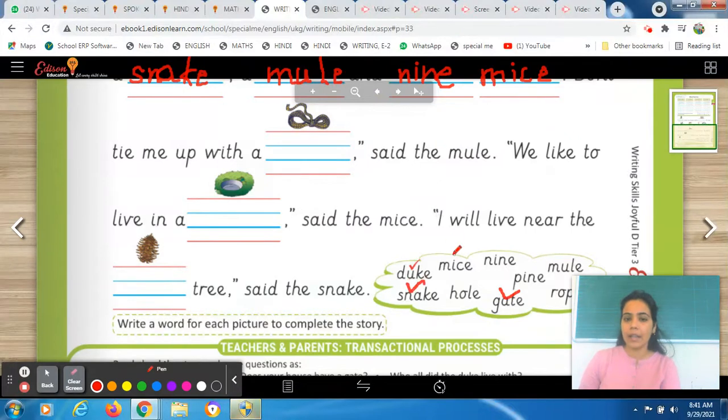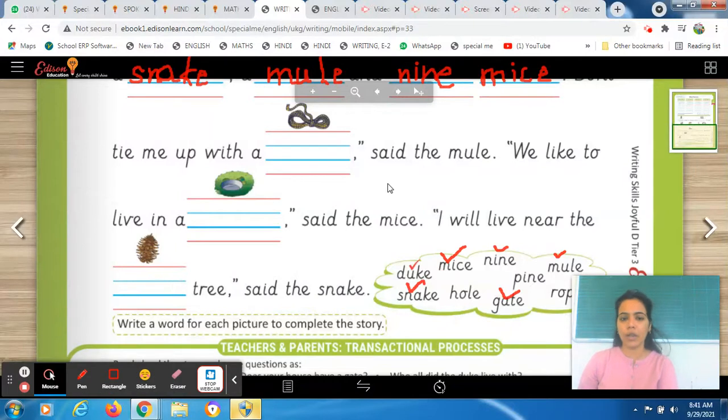Snake, snake. Then, this is mule. This is also right. Next is nine. Correct. Very good. And the last one is mice. So, all the spellings are right. Okay, so students, after writing your spellings, you have to cross check it.